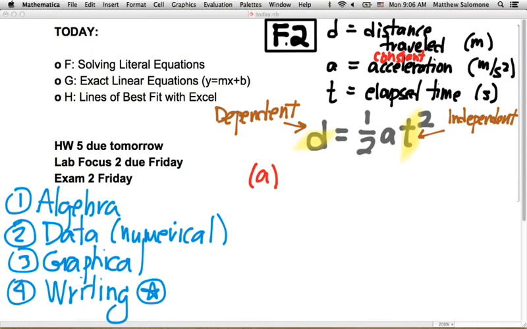So if you wanted to solve this distance versus time equation for t, what's your process? F2 group, what'd you do here?